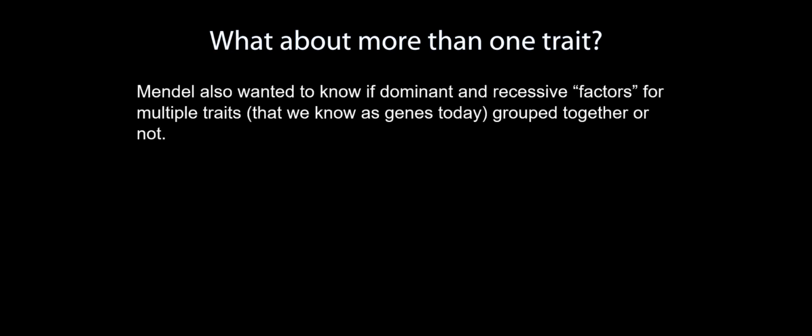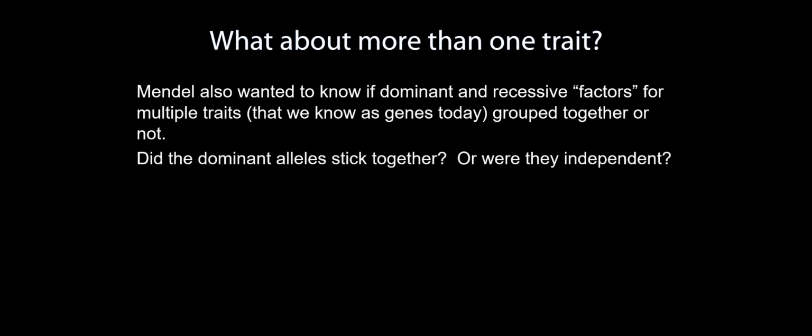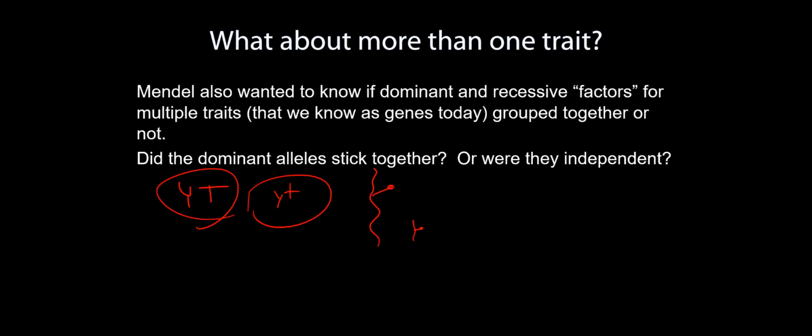So, what about more than one trait? Mendel also wanted to know if dominant and recessive factors for multiple traits either grouped together or didn't. Did the dominant alleles somehow stick together, or were they independent? For example, we have the capital Y's and the capital T's and the lowercase y's and the lowercase t's. The question is, did these stick together? Did we always get a tall yellow pea plant and a short green, or were we able to get tall green and short yellow? We don't know.